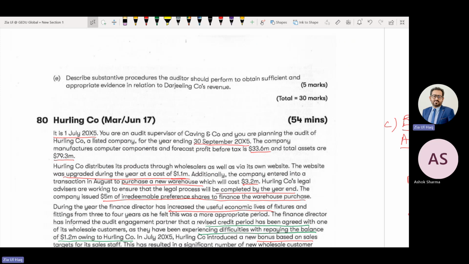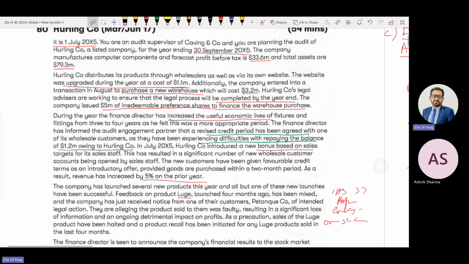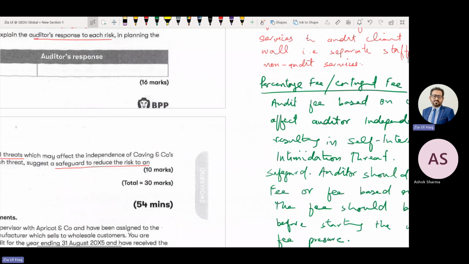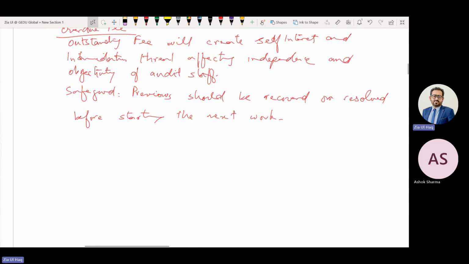You are the audit supervisor of Capric and company, and you are planning the audit of a company for the year ended. The company manufactures computer components and forecast profit before tax is this and total assets are this. There was some information in the scenario. They are putting a time pressure on you. Time pressure, pressure, intimidation threat. So we can write down intimidation threat, time pressure.